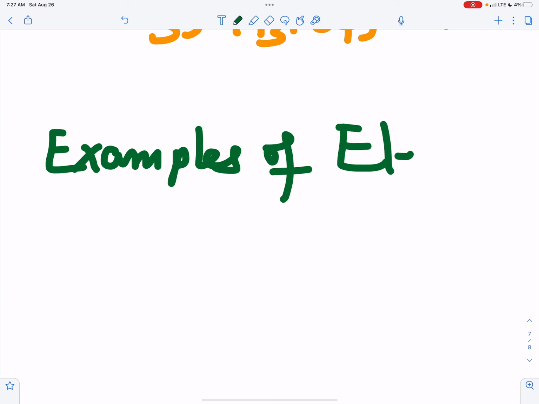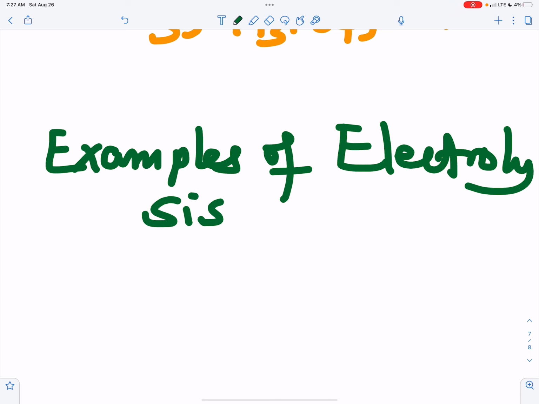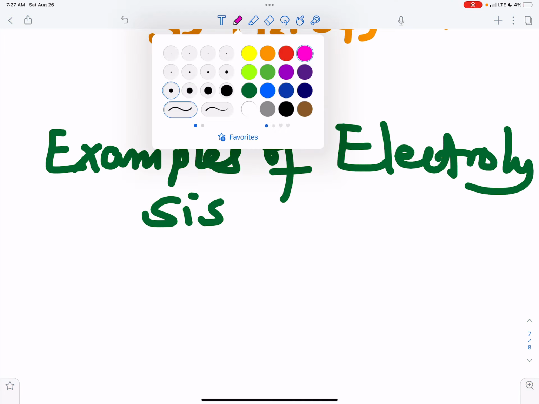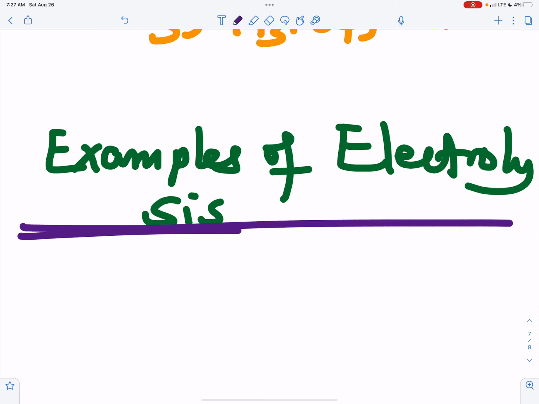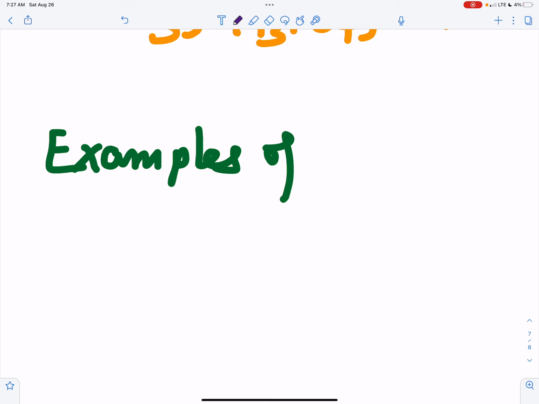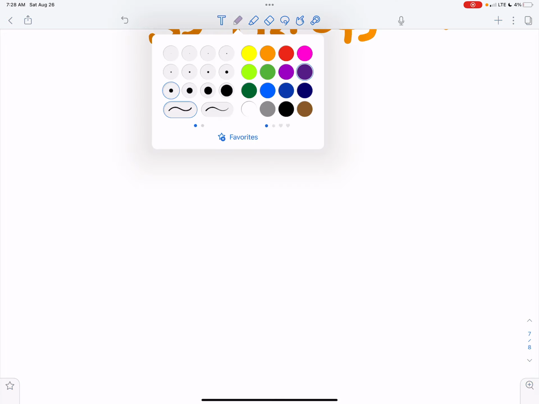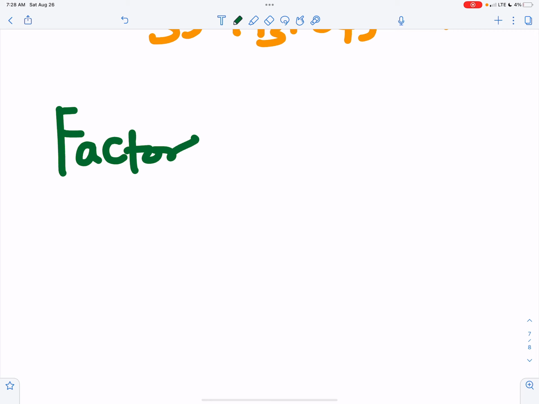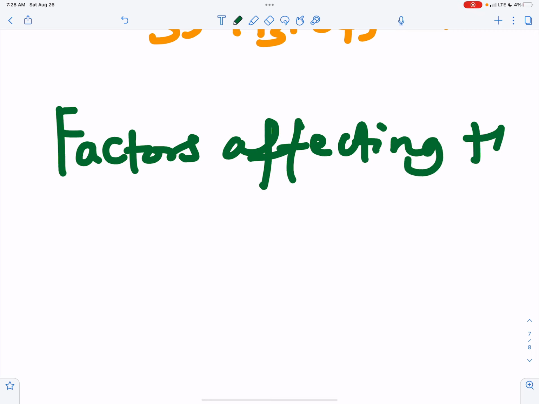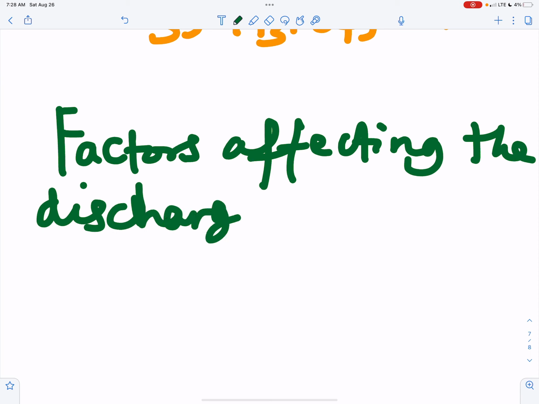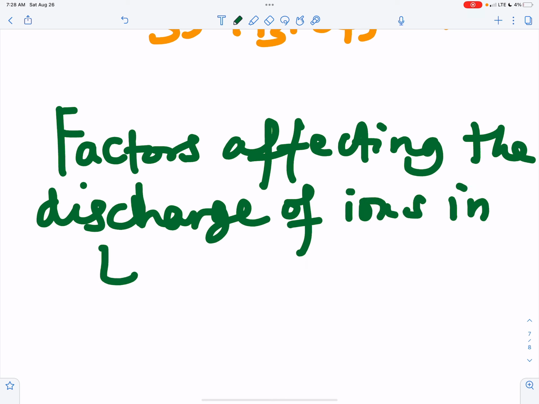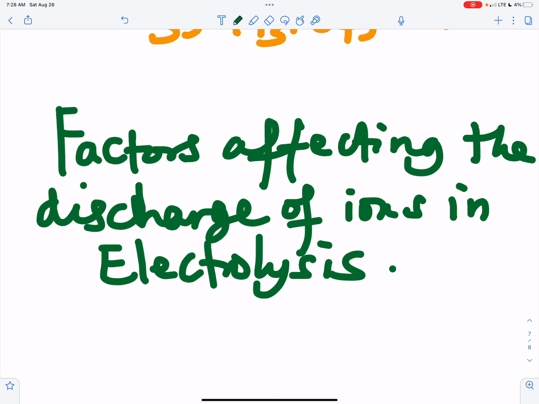Now let's go to examples of electrolysis. Or let's not take this first. Let's take factors affecting the discharge of ions in electrolysis first.